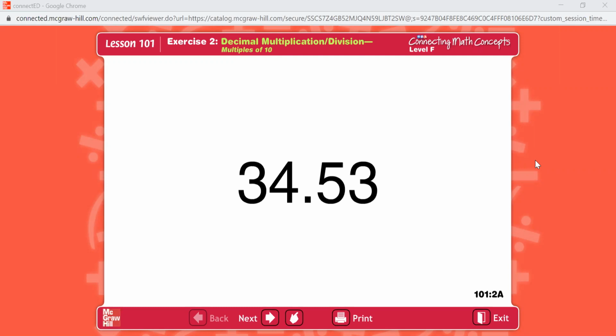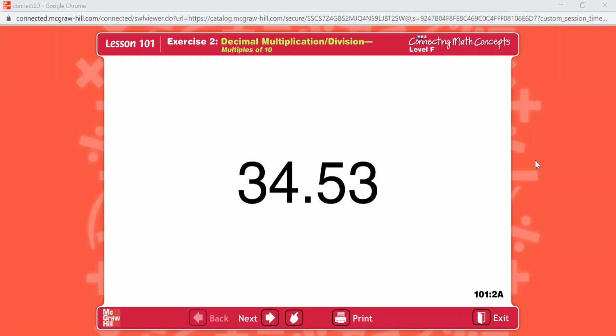Lesson 101. Read this number. This number is read 34 53/100. Again, this number is read 34 53/100. You know how to move the decimal point when we multiply or divide by multiples of 10.